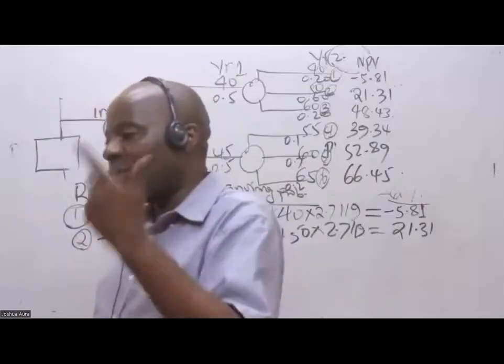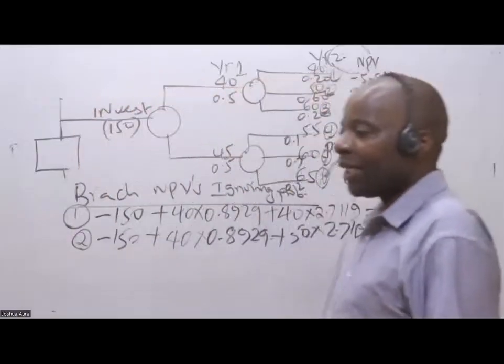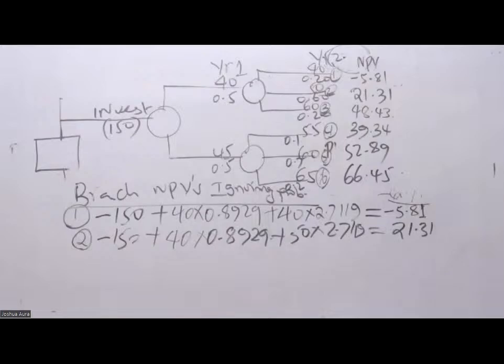Is there any branch that you would want Mwalimu to do live here to compute its NPV, or are we comfortable to move to the next thing? Any branch that you are doubting, that you were not able to walk on confidently, like a beautiful lady in high-heeled shoes? Move on.